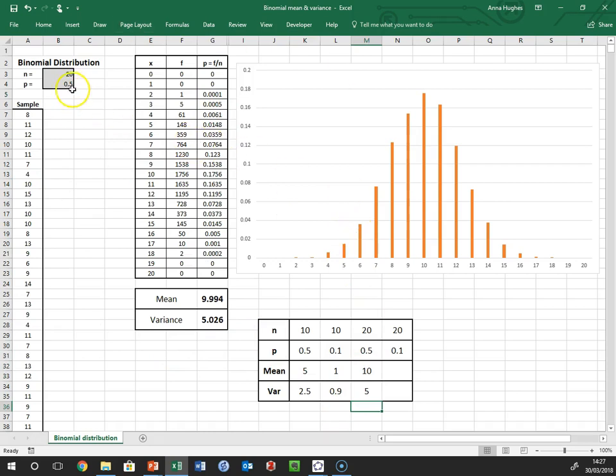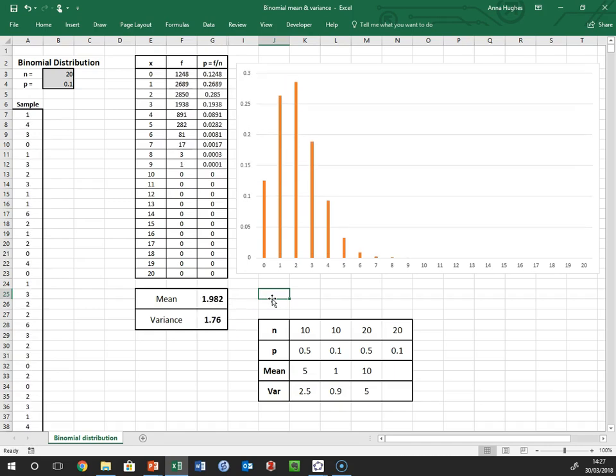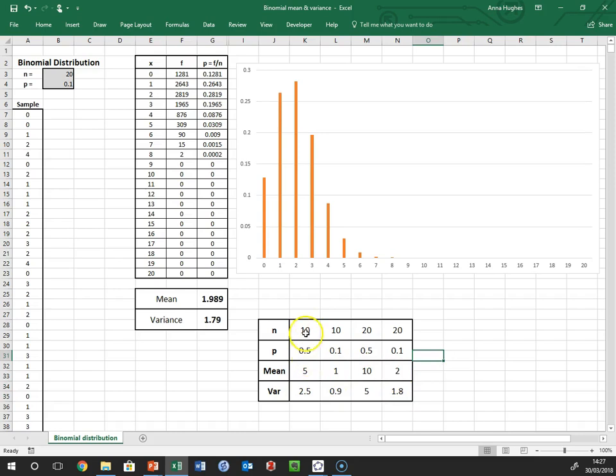And finally, if I keep n at 20 and make the probability 0.1 now, we can see that the mean is approximately 2, the variance is approximately 1.8. So if you have a look at these numbers, it is quite clear that the mean, 10 times 0.5, is approximately np in each case. Approximately np, approximately np.